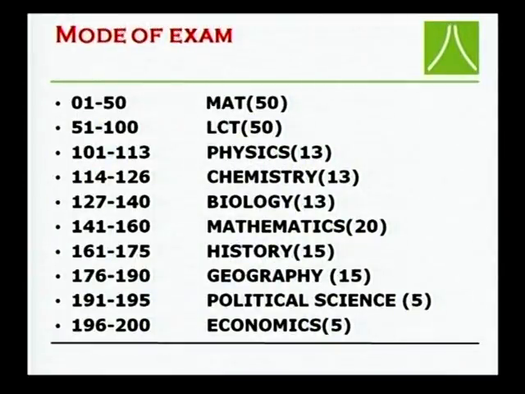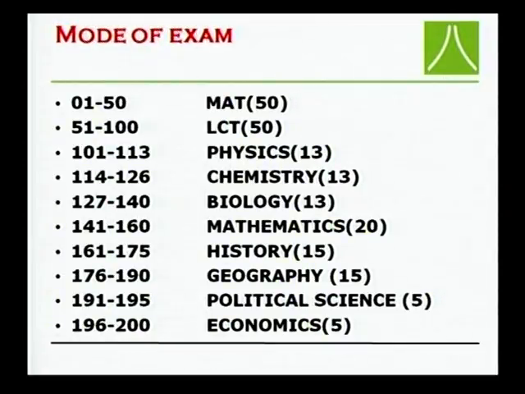The next one is biology, biological science, from question number 127 to 140. The most important one is mathematics, that is 141 to 160, 20 questions. If you see the standard of the questions from the last 3-4 years, it is a very good standard. A lot of thinking process will be required. So, we will discuss those questions also, which give some confidence in mathematics.